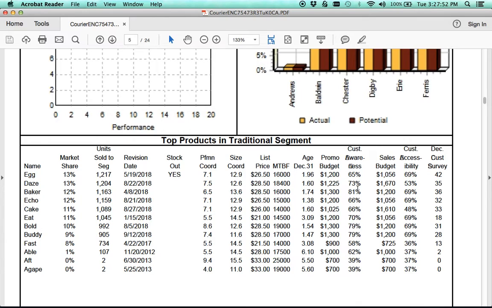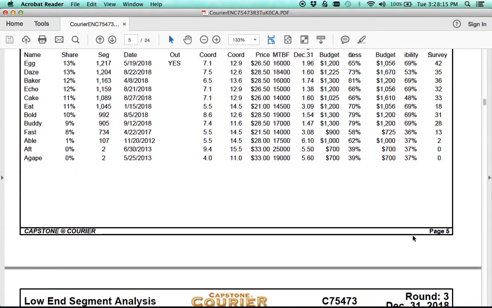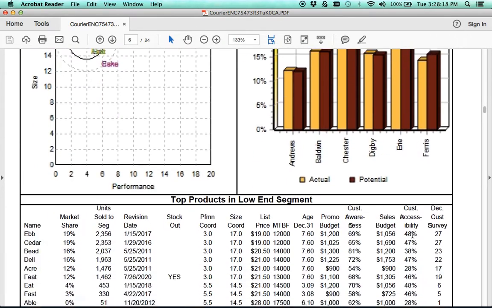73%, that's a pretty high customer awareness. There are some that are higher than them, but you had to spend money to get to that awareness. You can see they're spending a decent amount of money. Accessibility, maybe not as high. They're just sort of in the pack there. So not sure what you can infer from that. Low end.